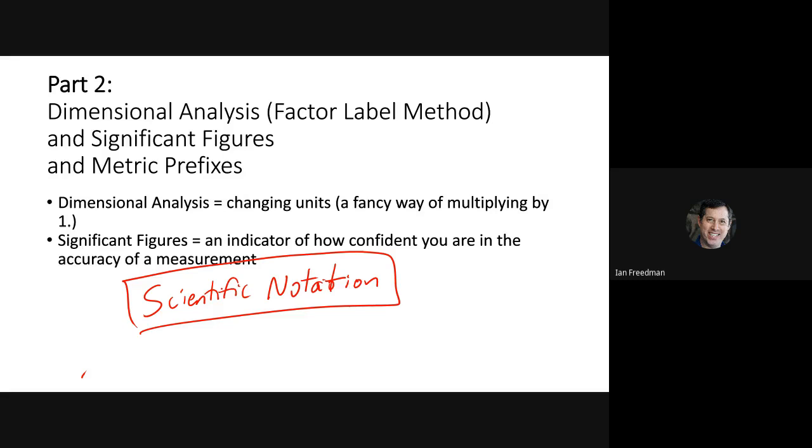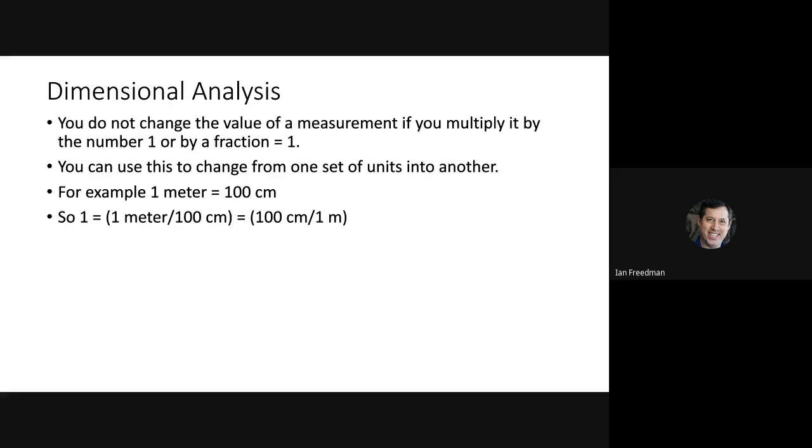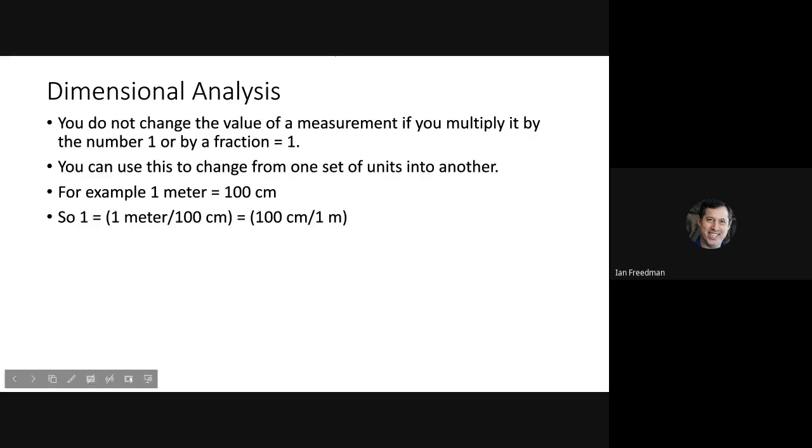Let's skip ahead to dimensional analysis. Dimensional analysis is just a way of taking a measurement and essentially, without changing the value of the measurement, usually changing the units by multiplying by a fraction that is equal to 1. And you can use this to change from one set of units to another. So let's take, for example, I'll change my pen color. 1 meter is equal to 100 centimeters.